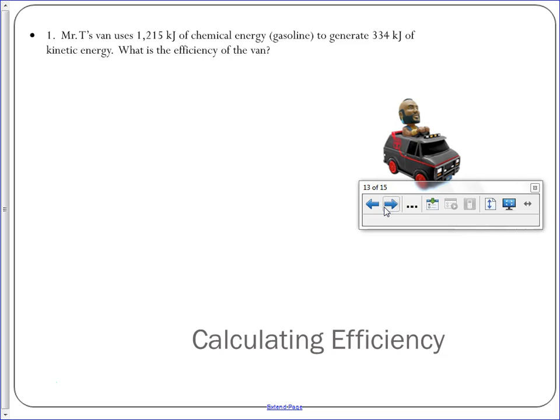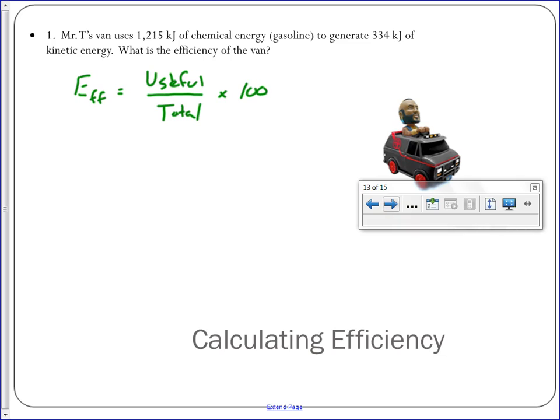Okay, so Mr. T's van uses 1,215 kilojoules of chemical energy to generate 334 kilojoules of kinetic energy. What is the efficiency of the van? Okay, so we know the efficiency is equal to useful over total times 100.